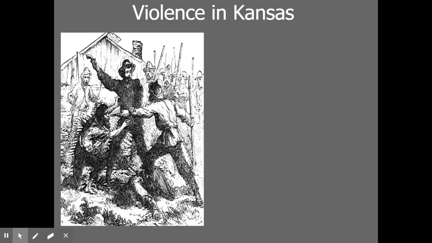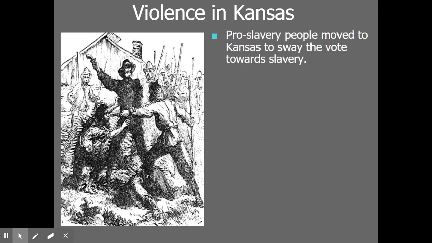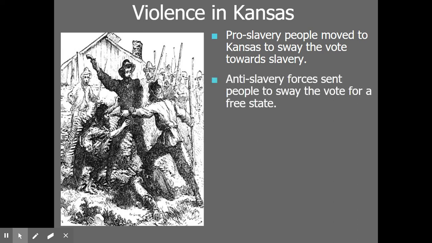And, not content to let the people of Kansas and Nebraska decide on their own, pro-slavery people, people who were for slavery, started moving to Kansas to try to sway the vote. They went to move and live there so that they could vote for slavery. And of course, abolitionists, or people who were against slavery, did the same thing. They started moving out there to try to influence the vote, to vote for it to be a free state.